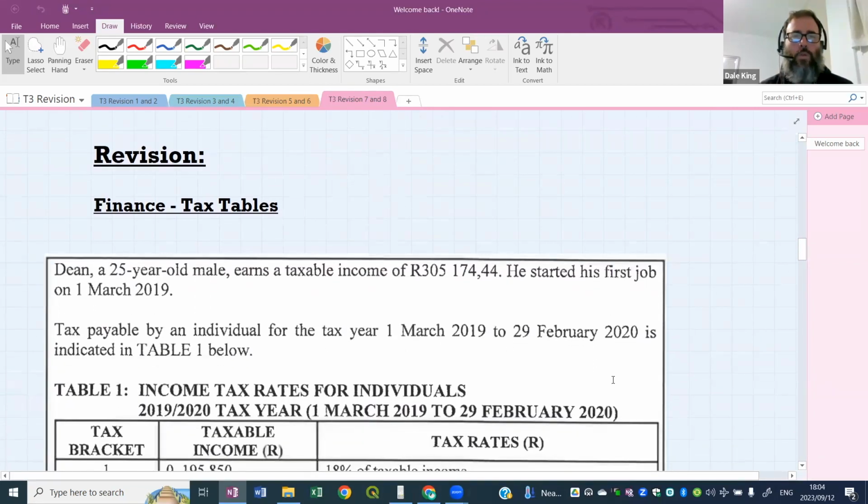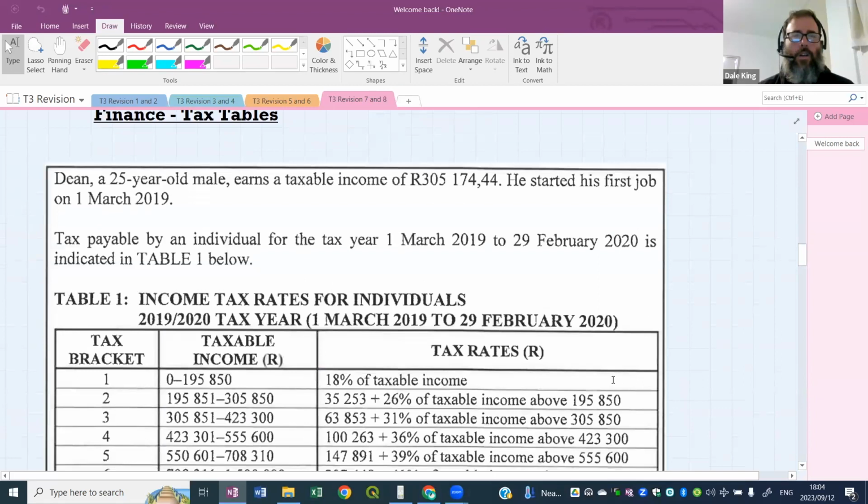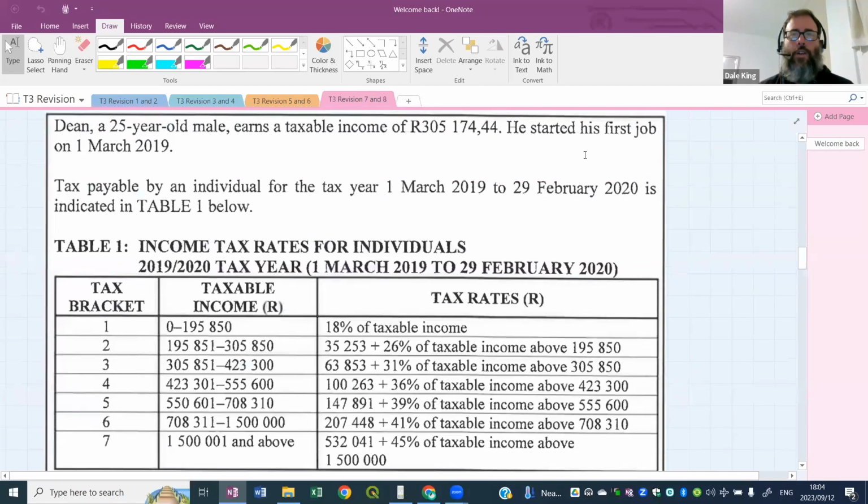Tax tables. Here we go. All right, so here is the contextual scenario. Here is the tax table. Every single one of you, when you get to your first paycheck and your first job working for a company, you will be paying income tax like we all do. And these income tax salary slips have a little section on them that talks about income tax, and that's calculated using one of these tables.